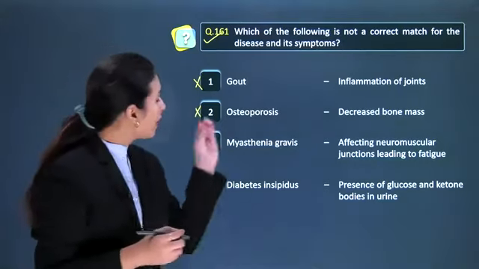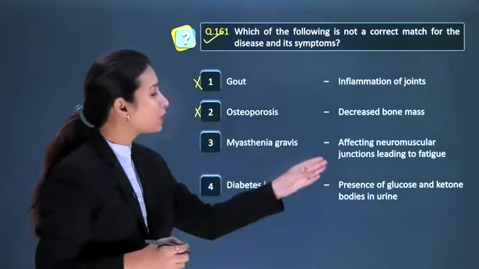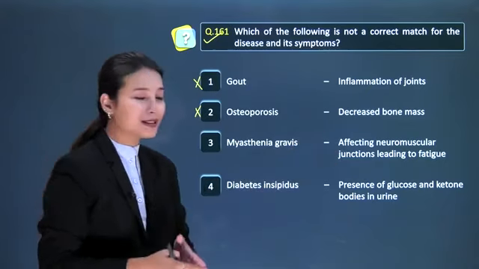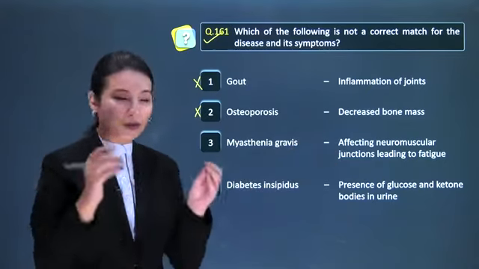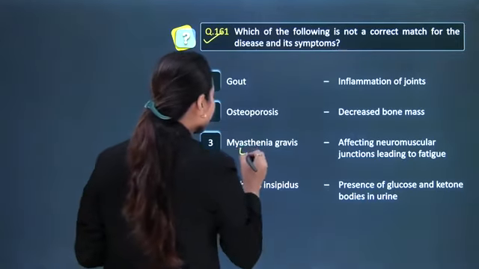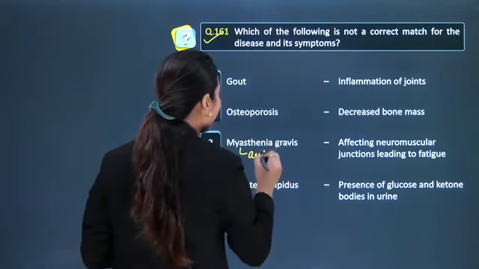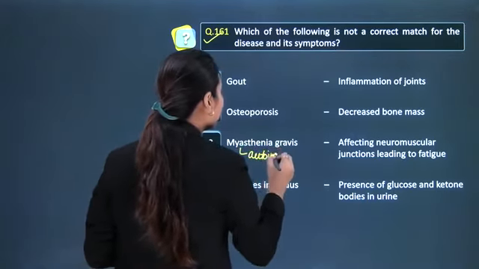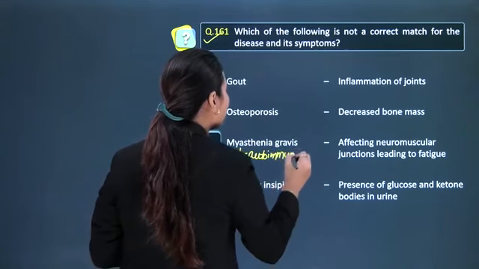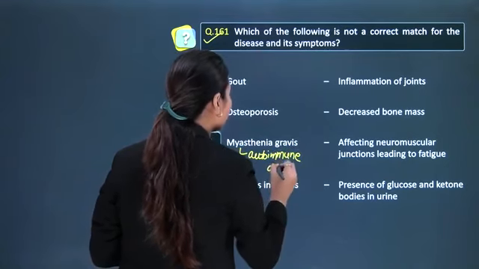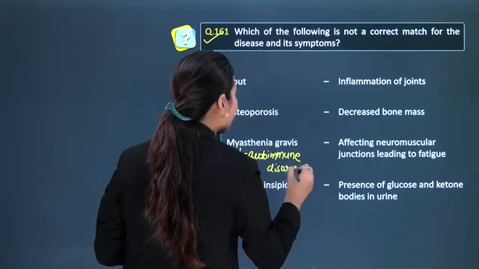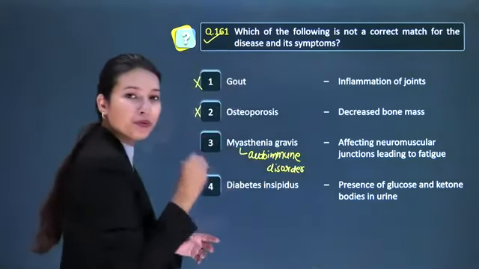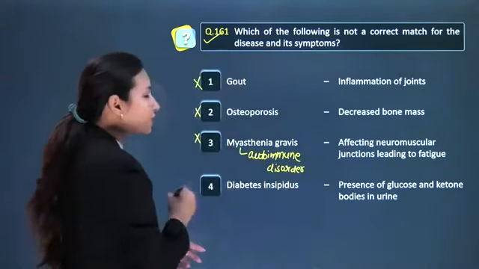Option number 3 myasthenia gravis matched with affecting neuromuscular junctions leading to fatigue. So students यहाँ पे myasthenia gravis is an example of autoimmune disorder. And this match is absolutely true. So यहाँ पे option number 3 is wrong.